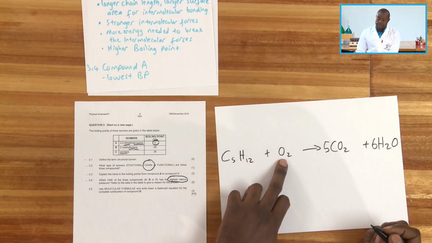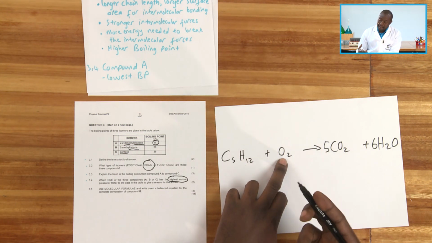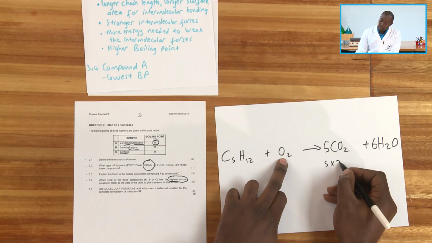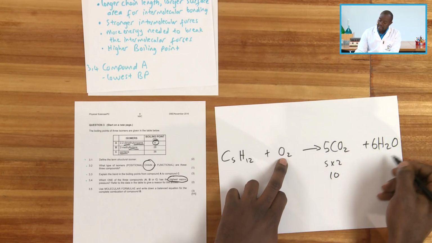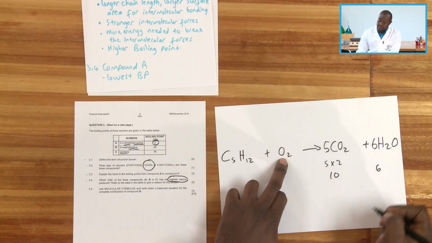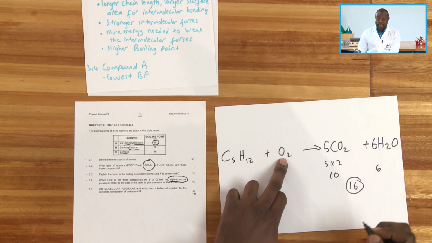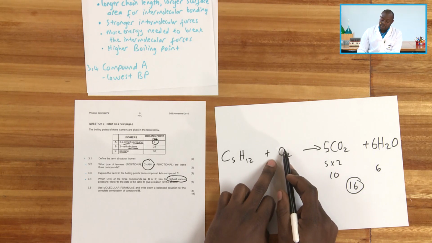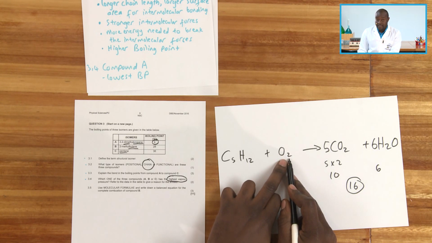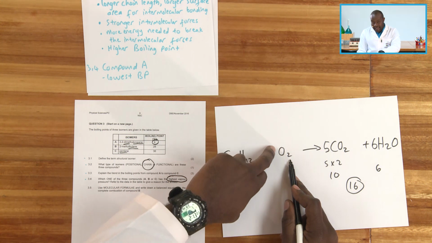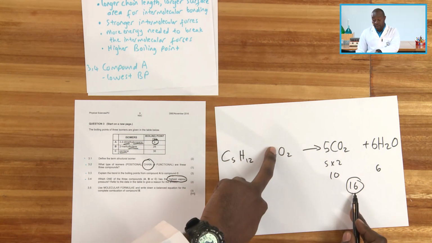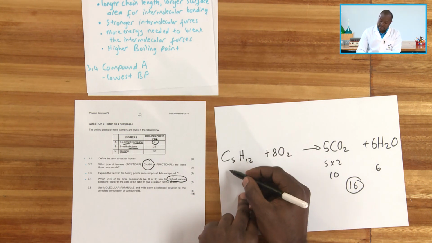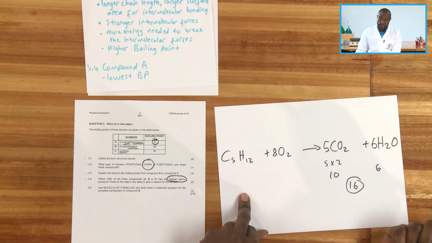And then lastly, we are going to balance the oxygens. Here we have got how many oxygens? We say 5 times 2, that's 10 oxygens. This side we have got 6 times 1, 6 oxygens, so we have a total of 16 oxygens. But in our chemical formula for oxygen, we already have 2 oxygens. So we need to multiply that 2 by a certain number to make them 16 oxygens. And that number obviously is an 8. And this will be our balanced chemical equation.